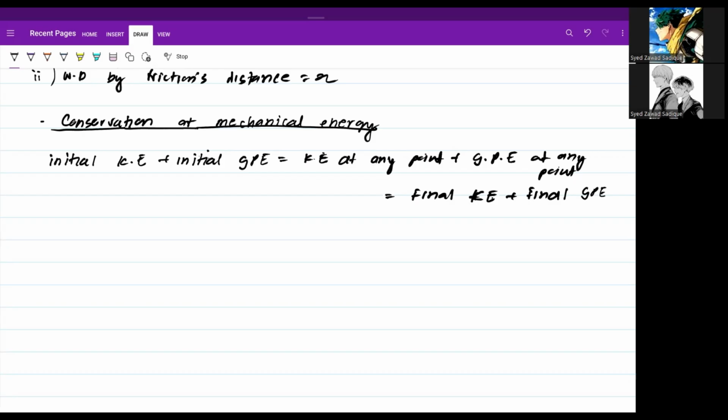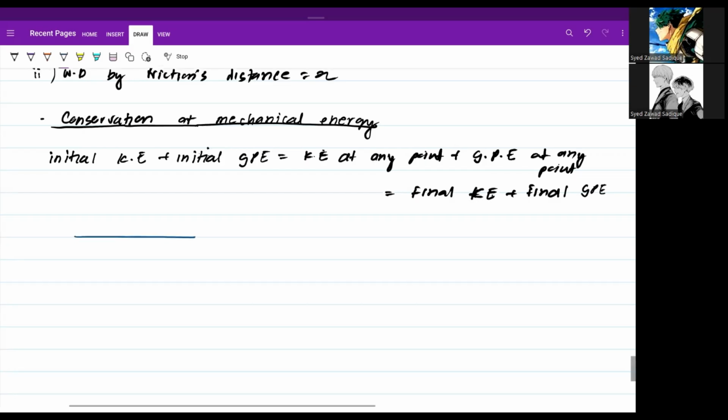Let me explain it very briefly. Let's say points A, B, C. Point A is initial, point C is final, and point B is just any point, as in anywhere. You have to understand that energy can be neither created nor destroyed, right? So the GPE plus the KE that we have at point A is transferred to point B. It will also be transferred to point C.